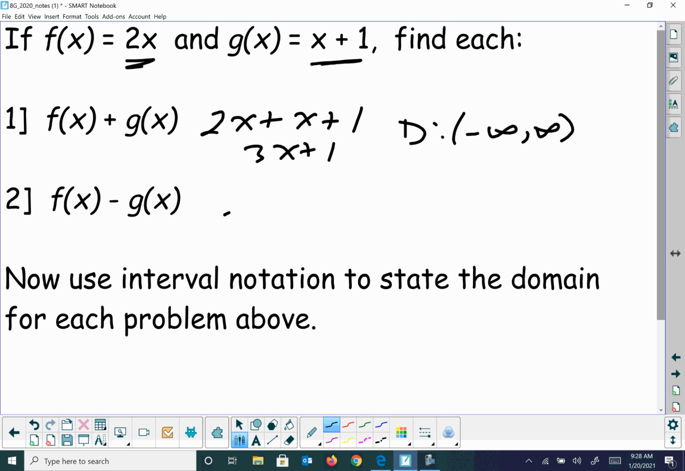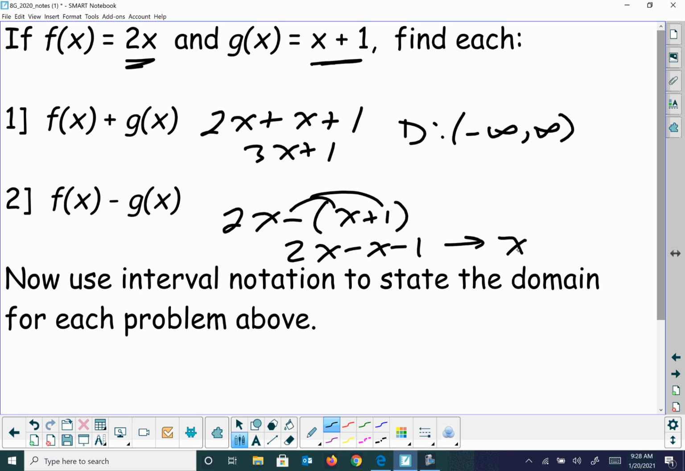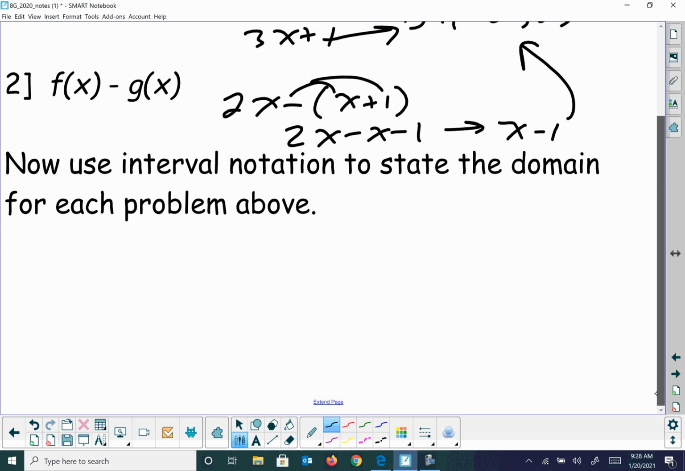And then the second one, I'm going to go 2x minus, and notice I put this in parentheses for a reason, because I'm subtracting it, so make sure you distribute the negative sign. So that's going to give me x minus 1. So again, my domain is that as well. My domain for each is the same because my two domains above are also unbounded.